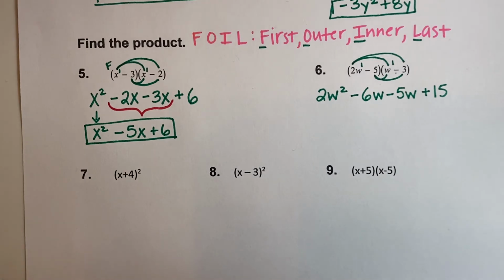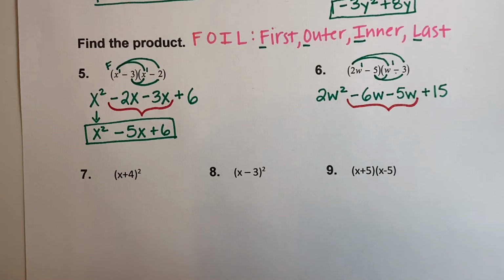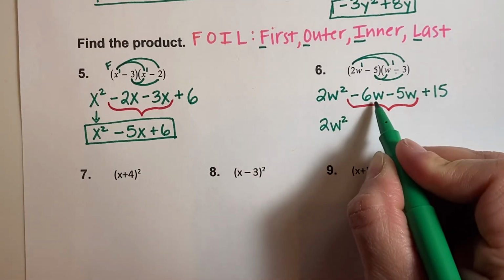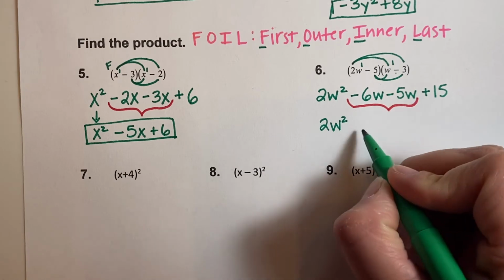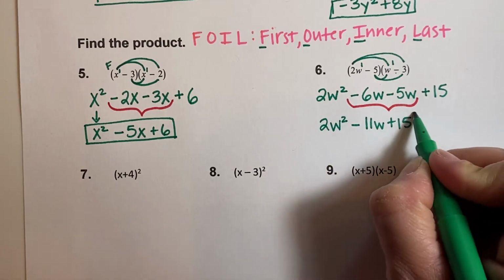And last, I need to combine my like terms, which are right here in the center. And I'm going to get 2w squared, negative 6w minus 5w is negative 11w, plus 15.